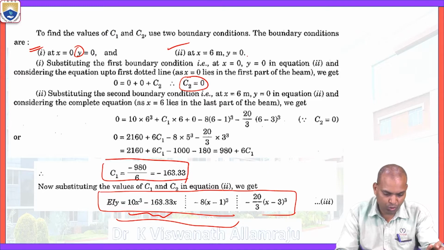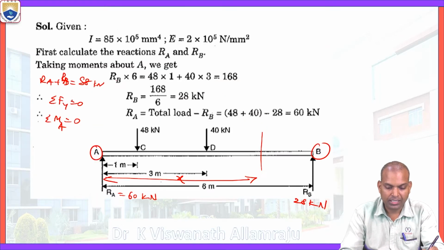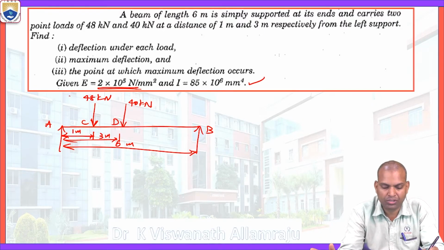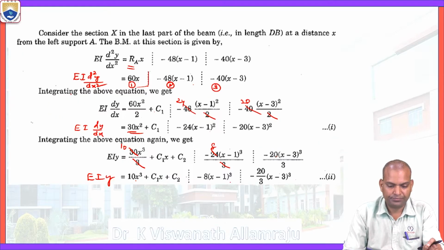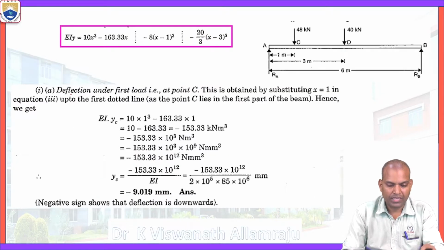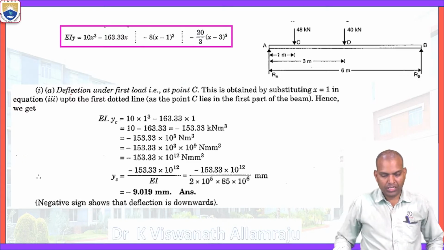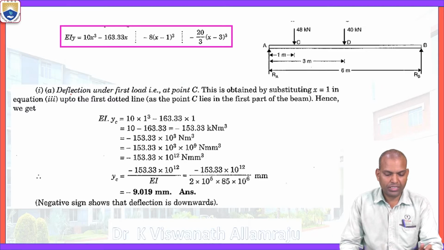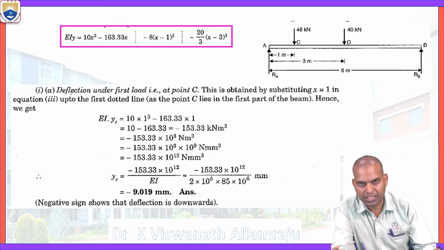Why did we not go for the slope equation in this part? Anybody? Because what are the objectives? The objectives are only deflections. There is no slope. That's why we derived the deflection equation. Yes, this is the deflection equation. In this deflection equation, what is the first objective? The first objective is the deflection under the first load, that is at point C.